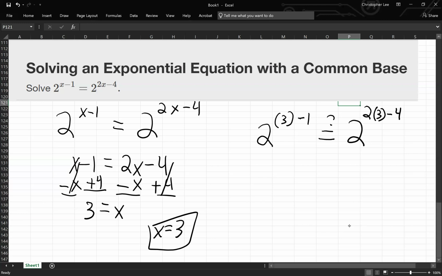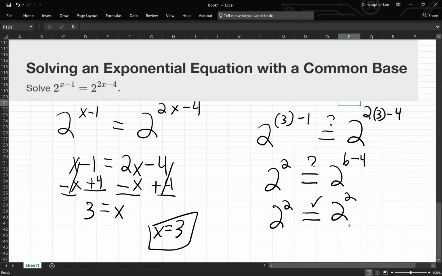All right. So 3 minus 1, that's 2. And then this is what? 2 times 3, let's call that 6. Minus 4. And it turns out 2 squared is in fact equal to 2 squared. I'm done. I could have kept going. I could have said 4 equals 4, but whatever. As long as you get the left side equal to the right side, you're done. It's that simple. All right. That's how you check your answer.